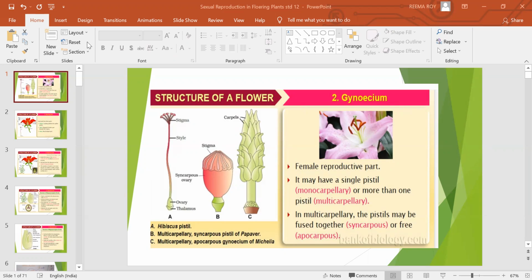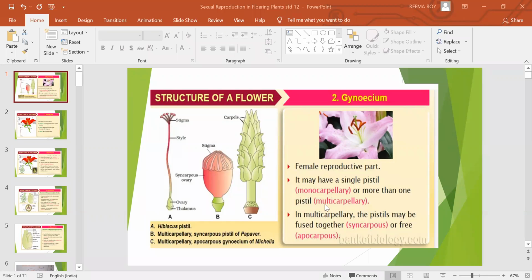Yes, ma'am. Okay, great. So can we revise what we did last week? We talked about the structure of a flower, that is gynoecium. It is what? A female reproductive part. And prior to last Saturday, we talked about androecium, the male reproductive part of a flower.